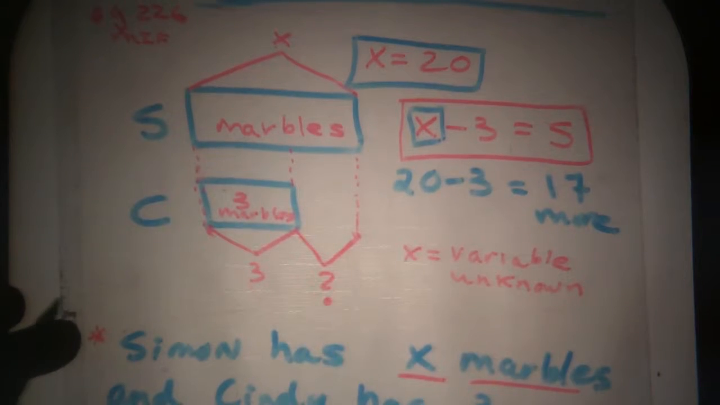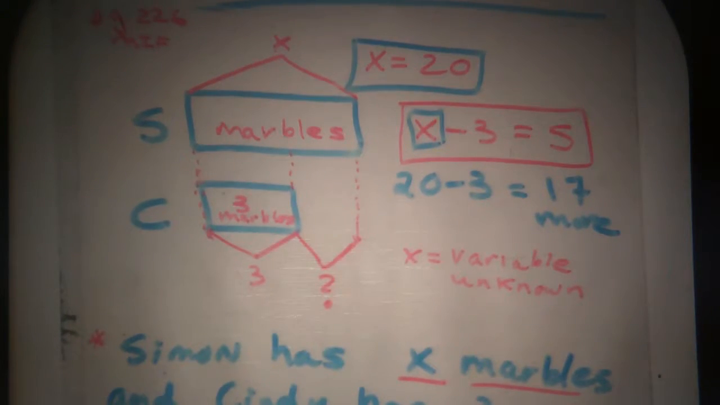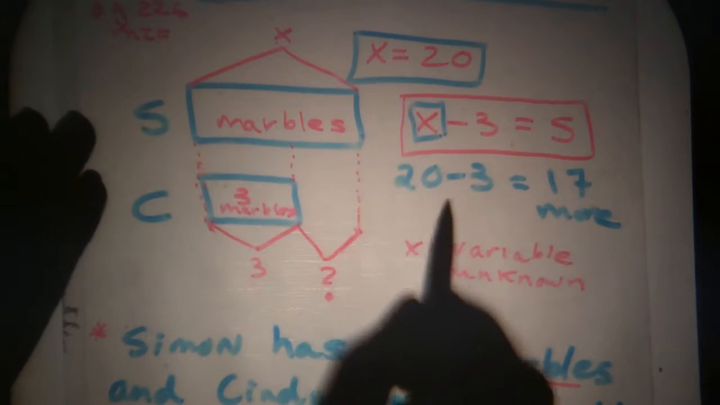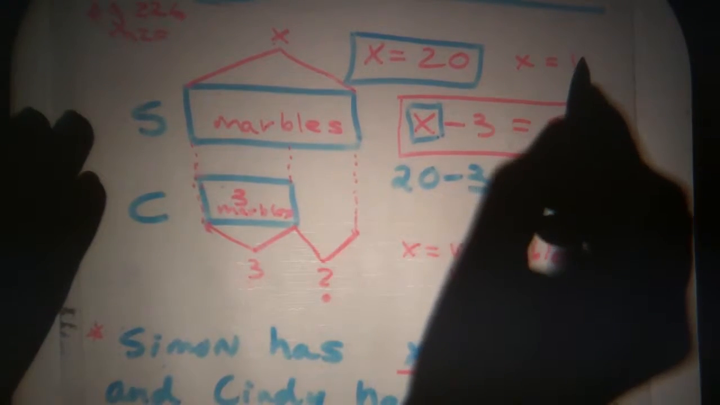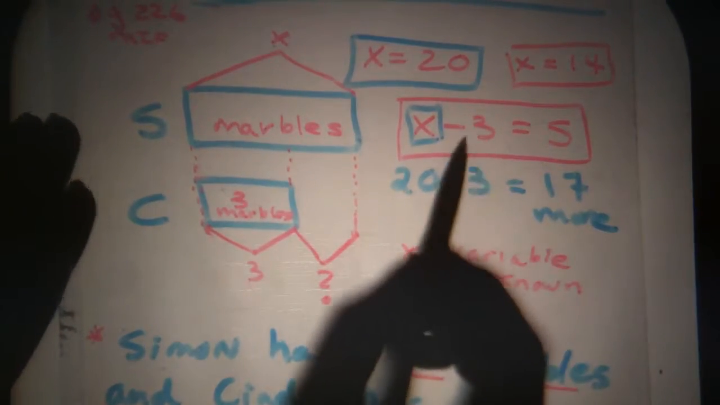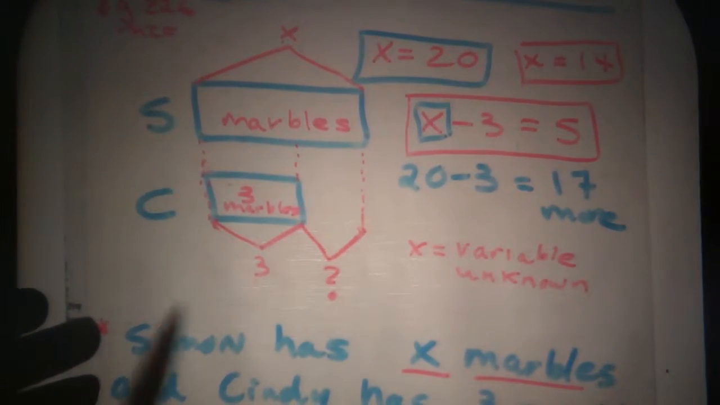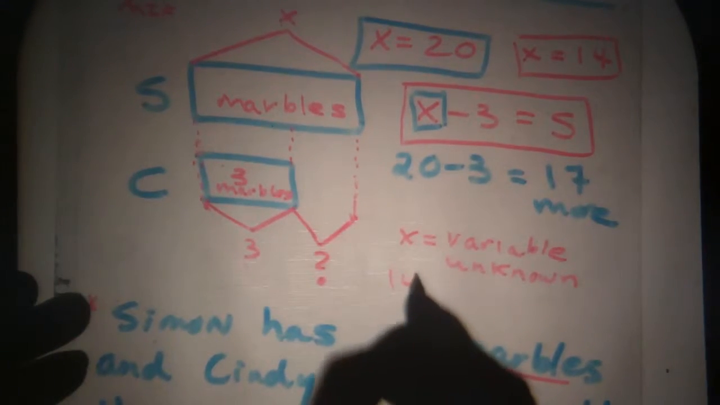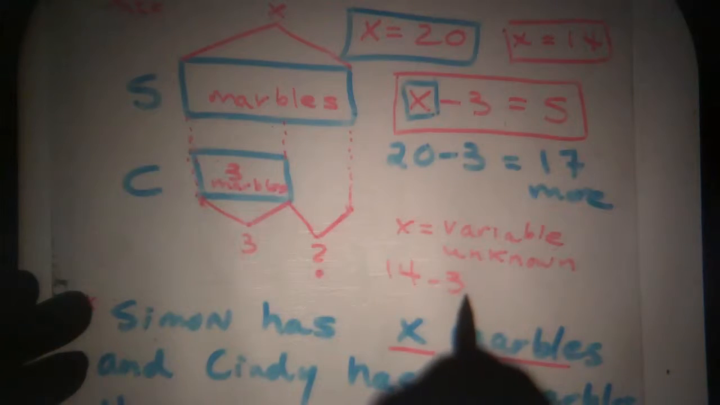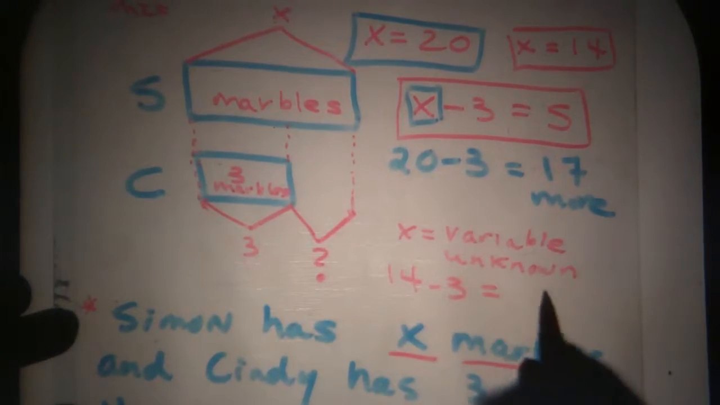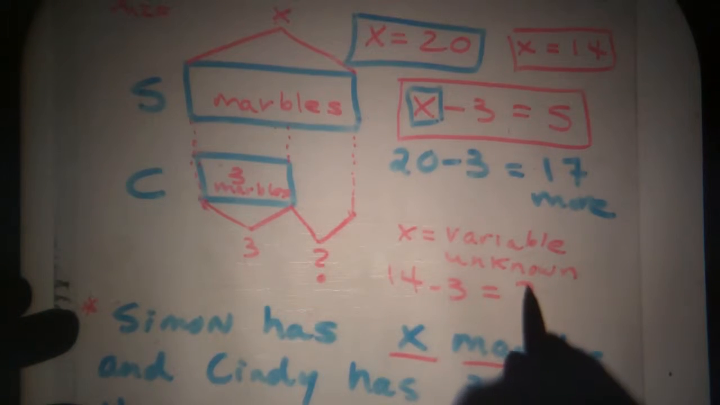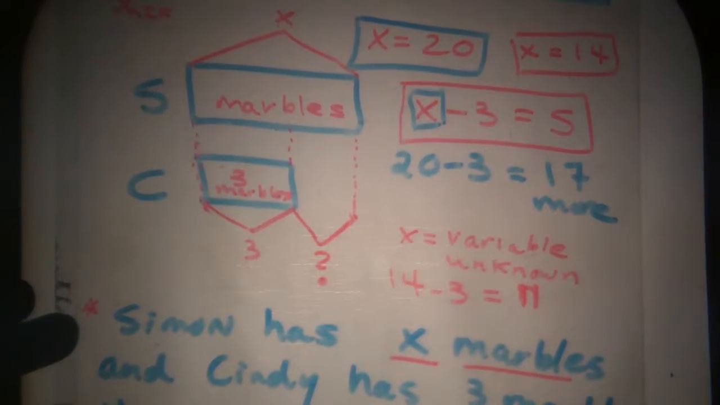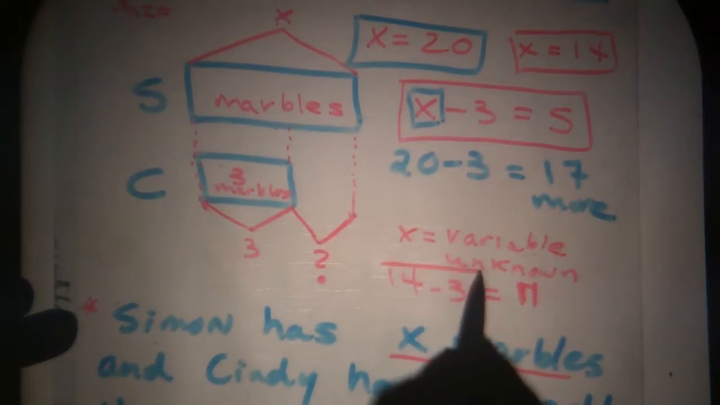Now again, this X can vary. If tomorrow Simon loses marbles in a tournament with his neighbor and he's down to 14 marbles, X tomorrow equals 14. That will change our outcome. We will now substitute the X, take out the X, and plug in 14. So our input is 14 minus 3. What's our solution at this point? 11. So Simon has 11 more marbles on a different day.